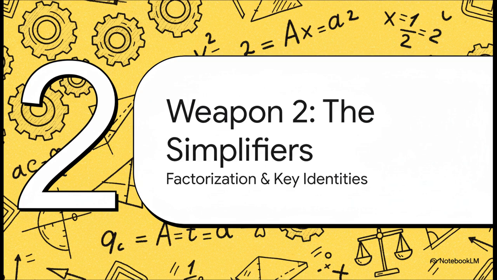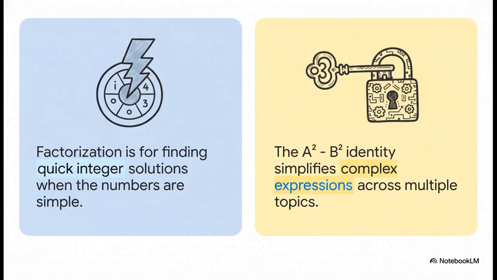Now, this is actually a 2-for-1 deal. I call them the simplifiers. And their job? To slice right through complexity and save you those precious, precious seconds in the exam. We're talking factorization, and one of the most important identities you'll ever see. So when do you use which one? Well, think of factorization as your go-to shortcut when you've got a hunch the answer is going to be a nice, clean whole number. The a squared minus b squared identity, on the other hand, that thing is a universal key. It unlocks simplification in so many different topics.